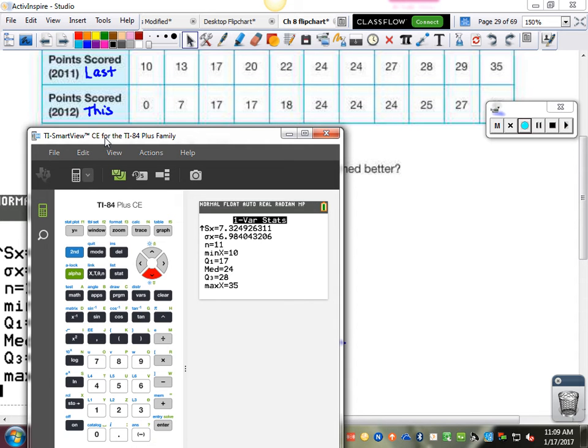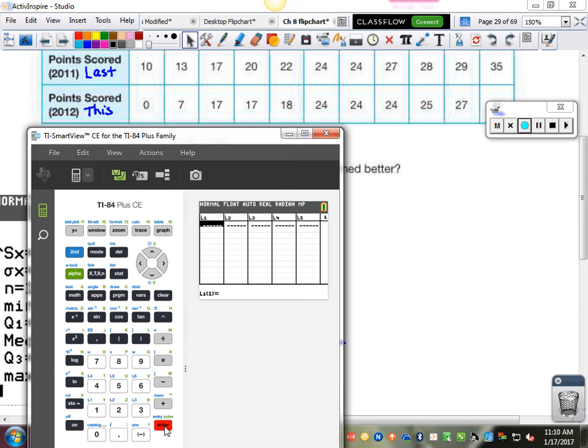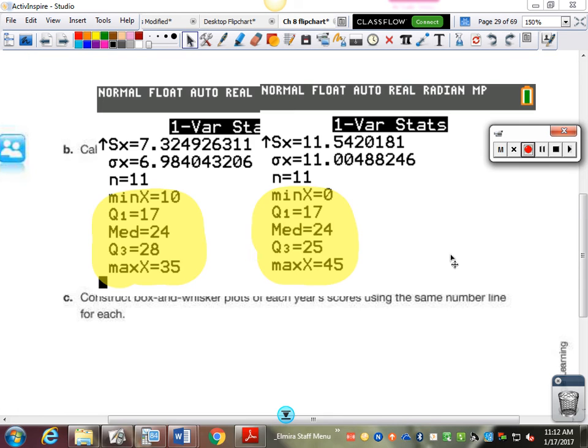By the way, somebody showed me a cool thing. If you hit Stat and hit number 4 for clear list, and then you have to tell it which list you want it to clear, so L1, and you hit enter, it'll clear out L1 for you without resetting the memory. Okay, somebody showed me how to do that. Stat, Edit. Again, I'm going to pause here because I don't think you need to watch me enter data.